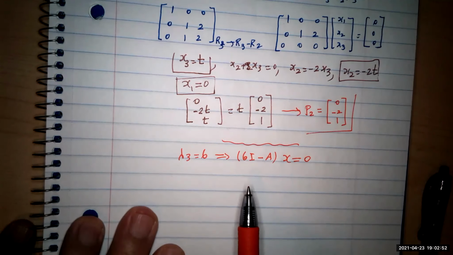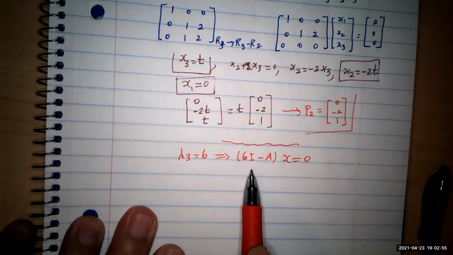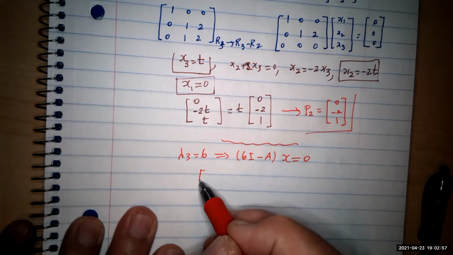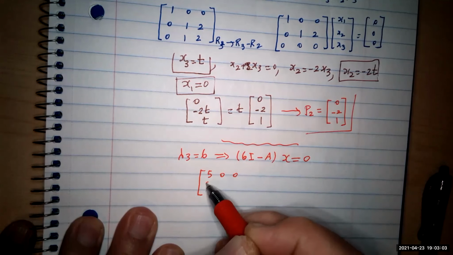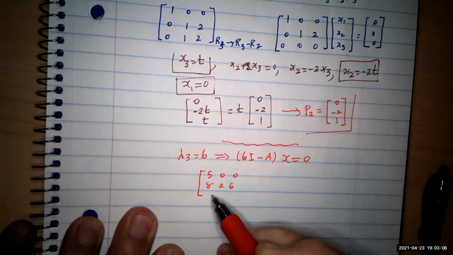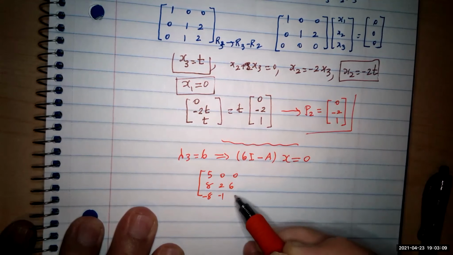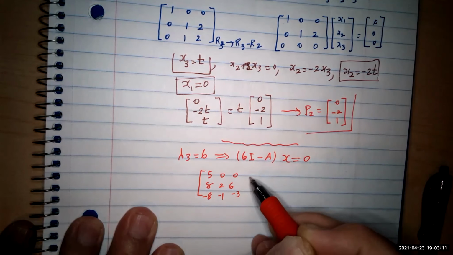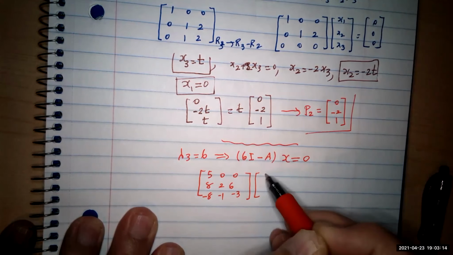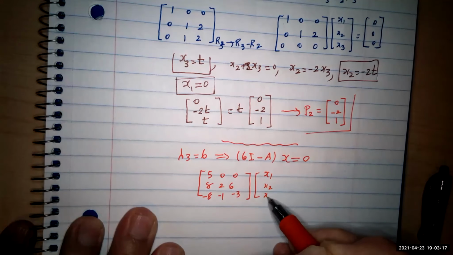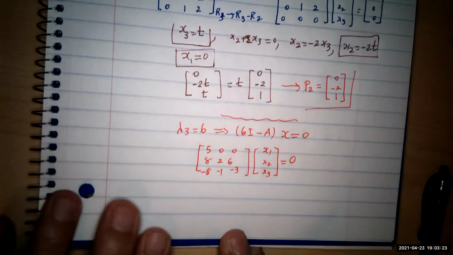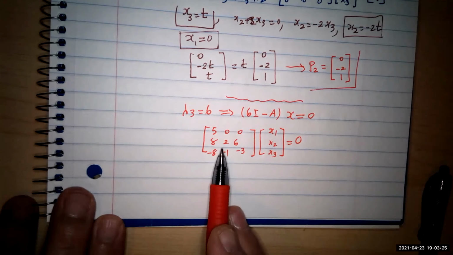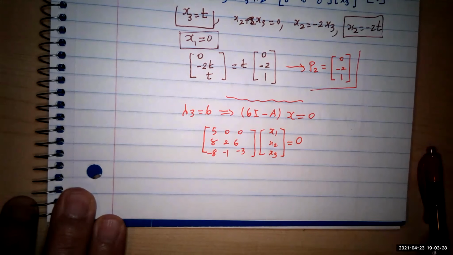6I minus A, if you go to that matrix, is going to be what? So this is going to be changed into the A matrix. This time it's going to be 5, 0, 0, 8, 2, 6, and the negative 8, negative 1, and negative 3, times x1, x2, x3. You can summarize it, don't write everything, but it's nice to know. So this is going to be the matrix in question. Take this thing out and simplify it to get the result that we are interested in.